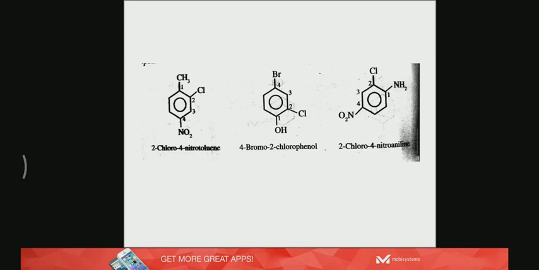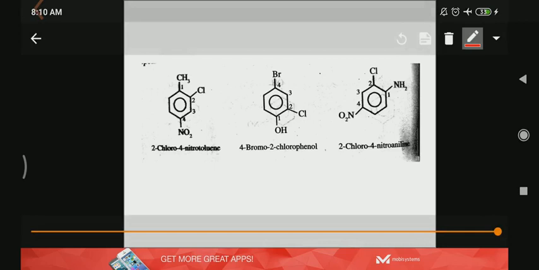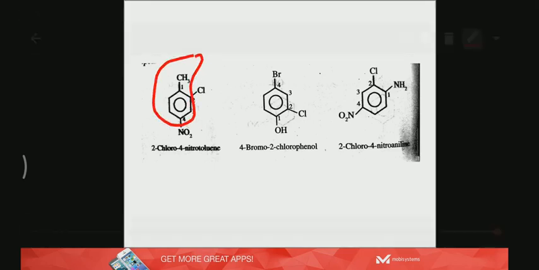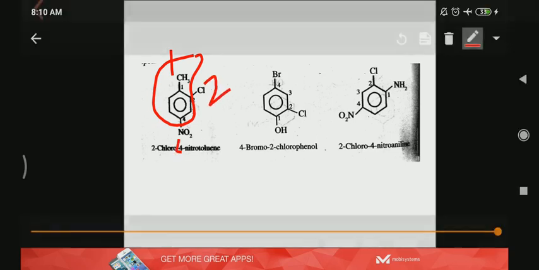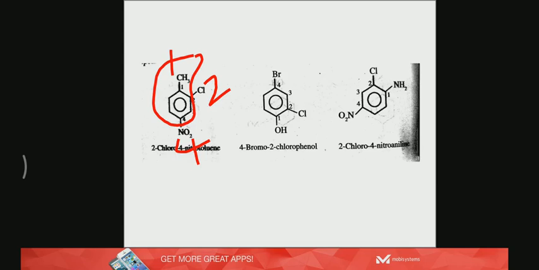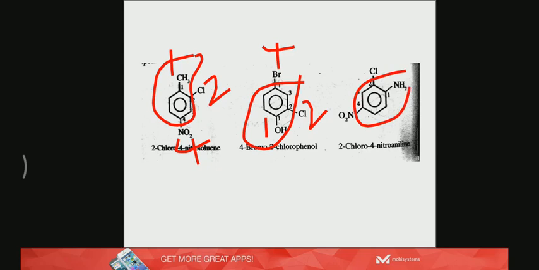So here with CH3 we get the name toluene, so position 1 for CH3. Then go clockwise, so 2 for chloro, 4 for nitro. So what is the name? 2-chloro, 4-nitrotoluene. The next one, you can see this OH is giving a special name. So position 1 for OH, 2 for chlorine, 4 for bromo. So what's the name? 4-bromo-2-chlorophenol. In the next one you can see NH2 giving a special name. So position 1 for NH2, 2 and 4: 2-chloro-4-nitroaniline.